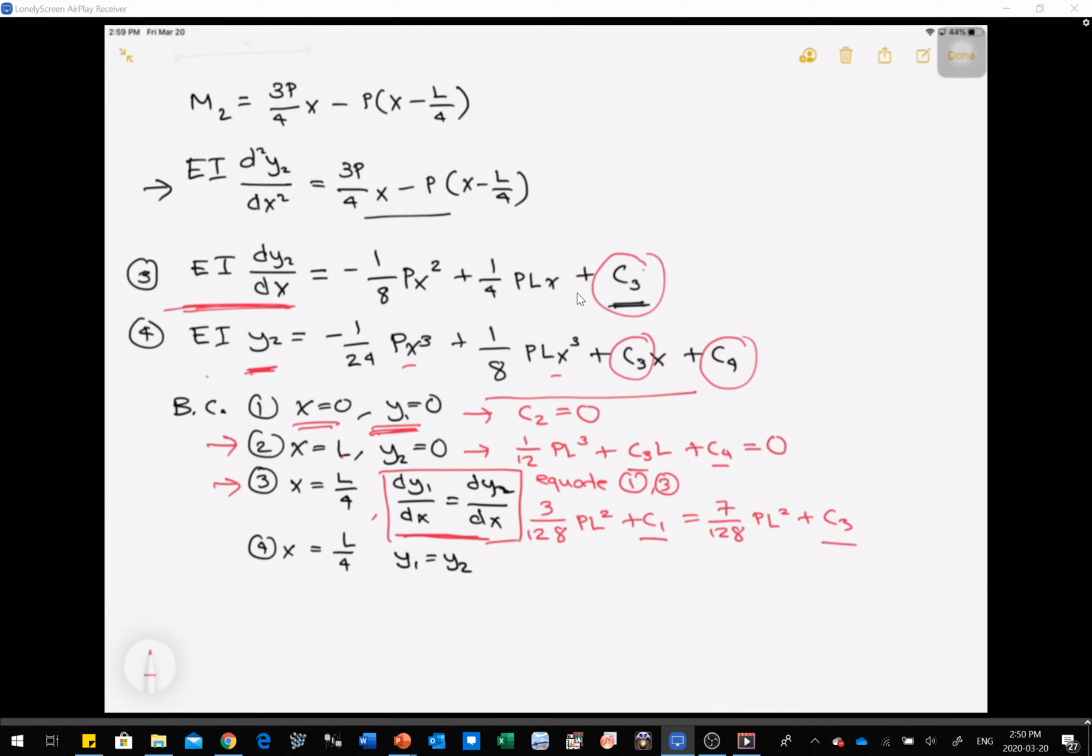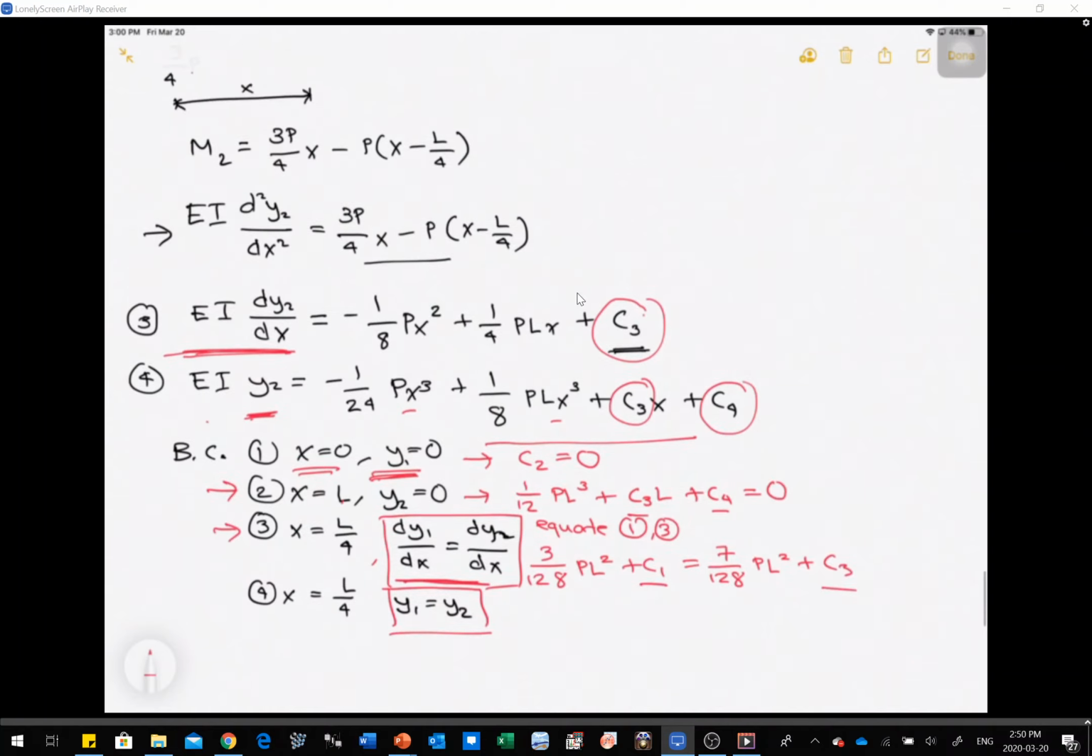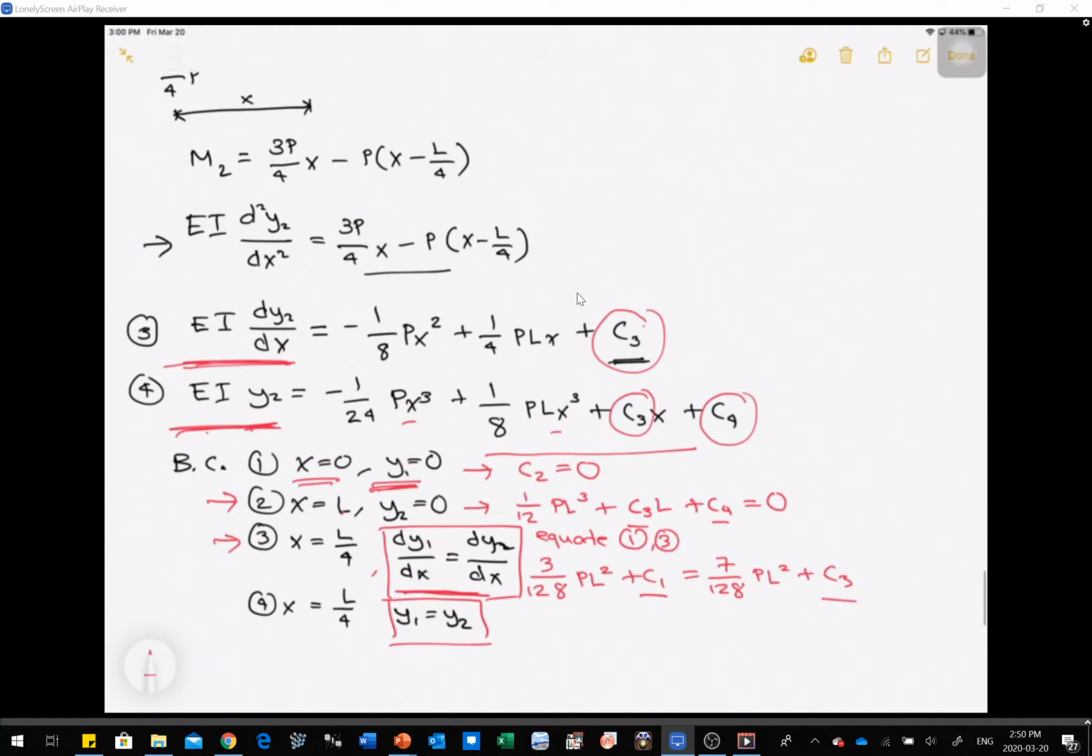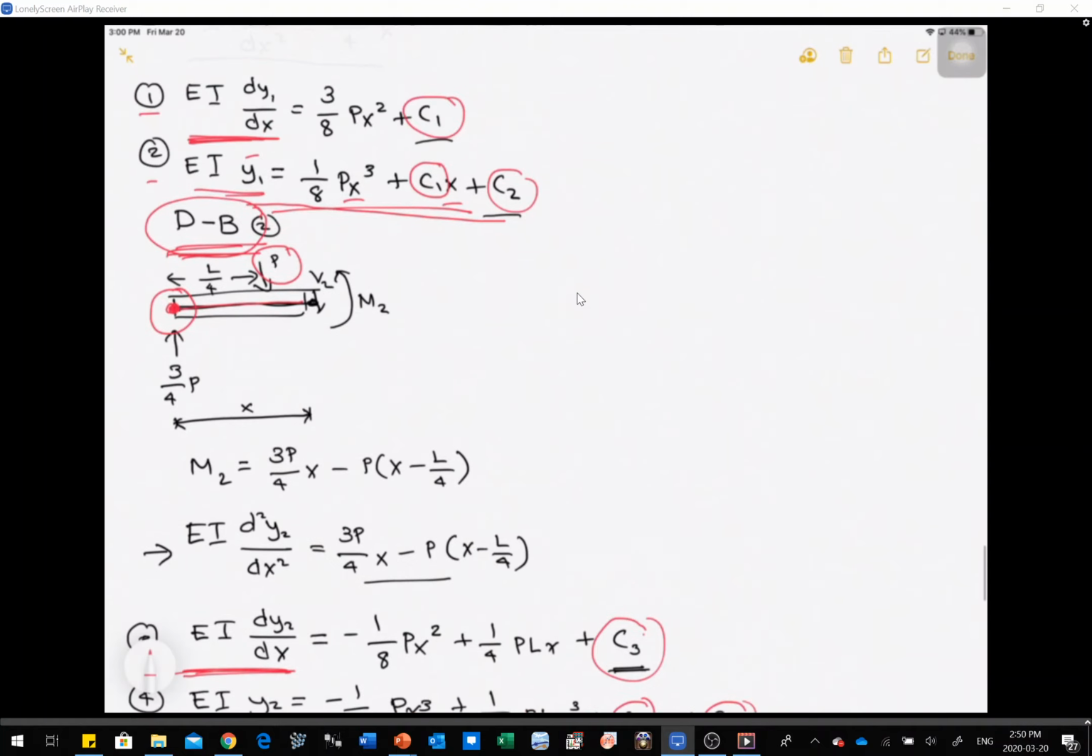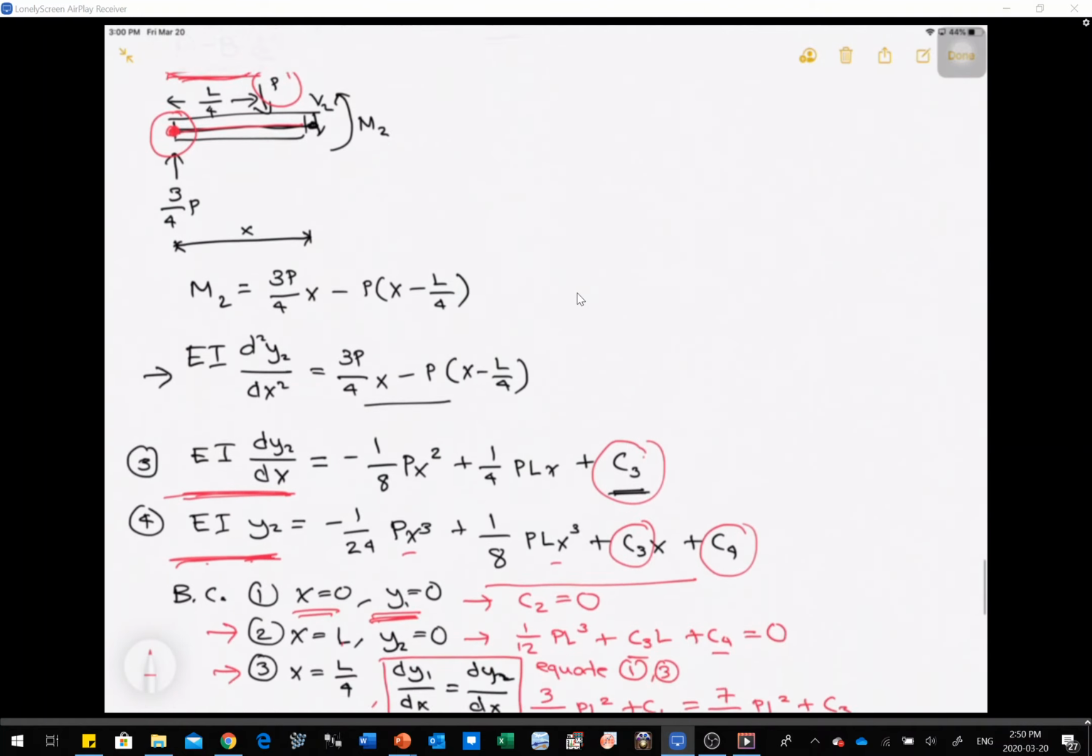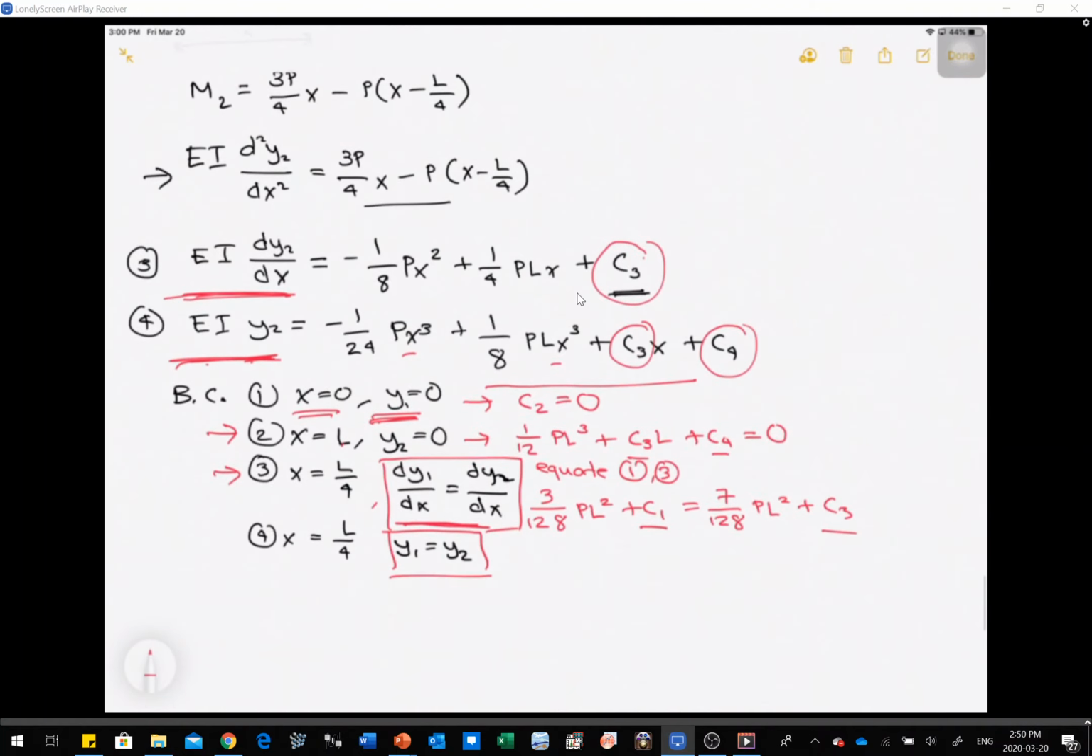For boundary condition number 4, we have y1 is equal to y2, which means if we go back to y2, this one here, number 4, and that's also equation number 2 right here. So we can equate equation 2 and equation 4. And then we will get the following once we equate those slopes.